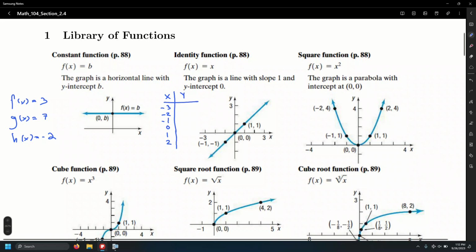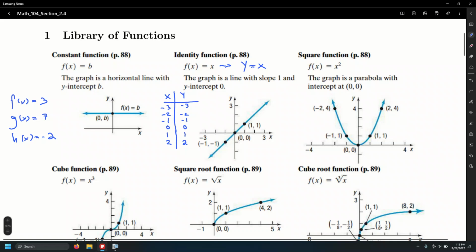Well, plug in those values for x. What are you going to get? The same values, right? Negative 3, negative 2, negative 1, 0, 1, and 2. You get the exact same values of y for x, because essentially f of x right here is the same as saying y equals x. I mean, the y and the x values are the same.